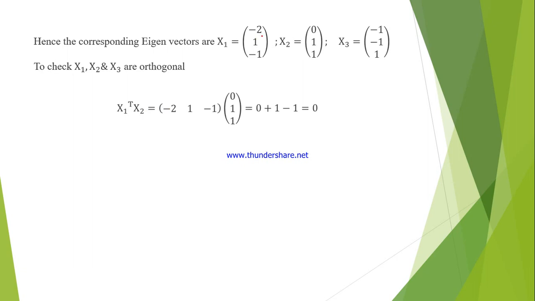X1 transpose, minus 2, 1, minus 1, into capital X2. So we have to multiply this: minus 2 into 0, 1 into 1, minus 1 into 1. So we get 0. Therefore, X1 and X2 are orthogonal. Next, orthogonality for X2 and X3. We have to multiply X2 transpose and X3. This is X2 transpose; we change this column matrix into a row matrix and multiply with X3. So we get 0 into minus 1, 0; 1 into minus 1, minus 1; 1 into 1, 1. So we get 0.